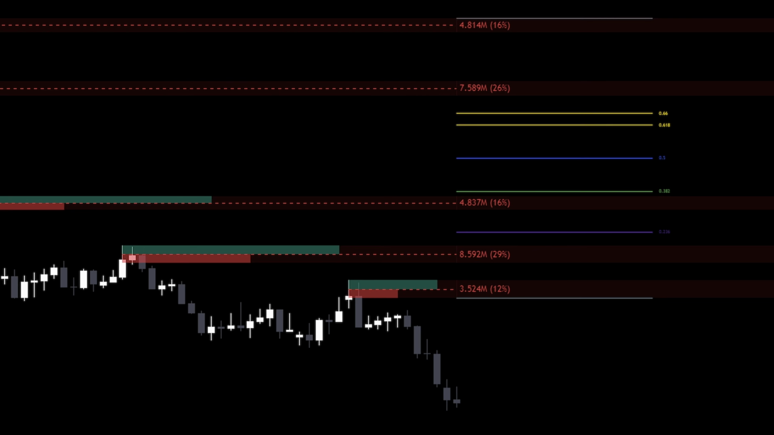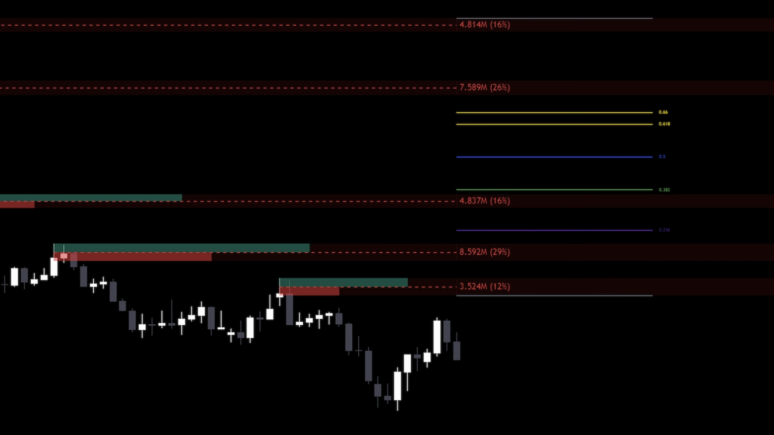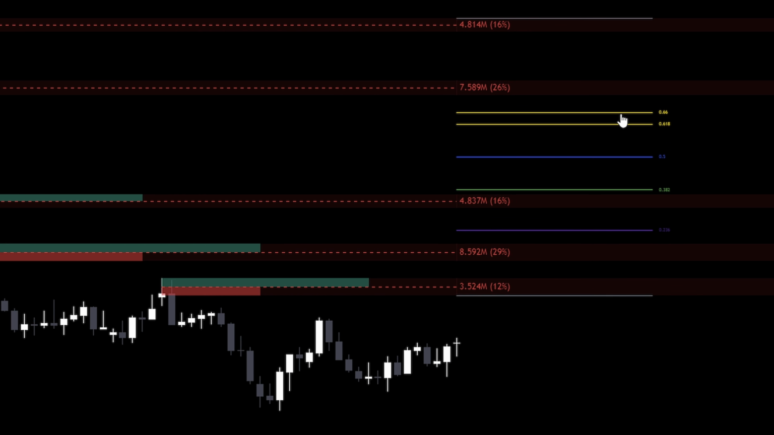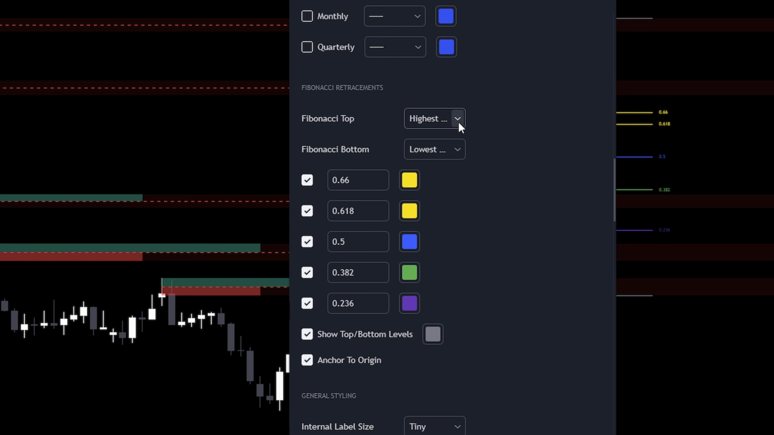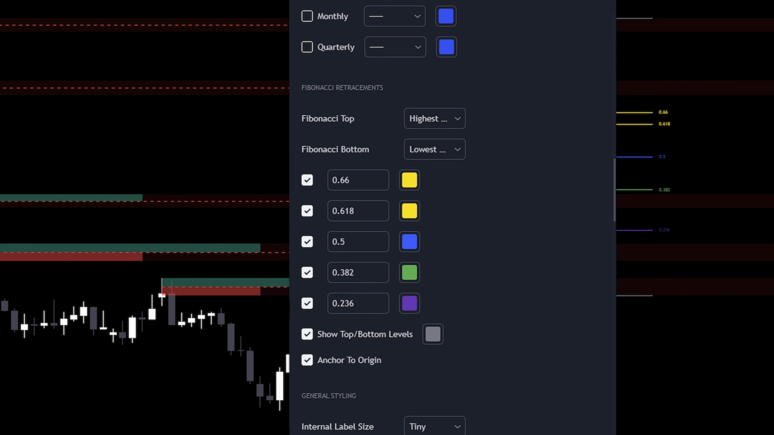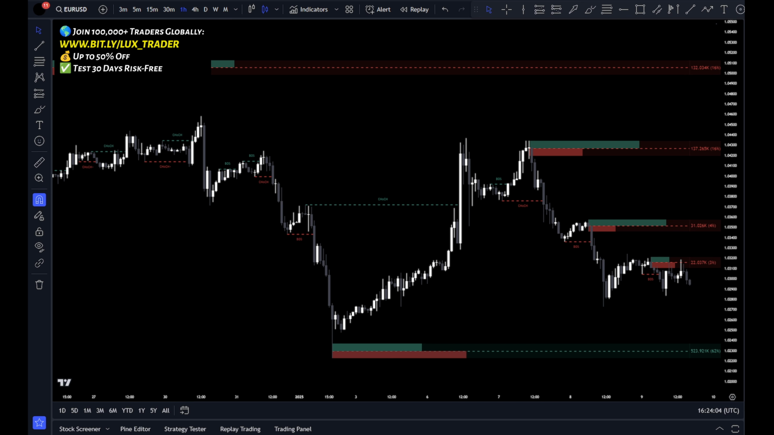Finally, the Fibonacci retracements tool allows traders to analyze key support and resistance levels, such as golden pockets. It uses customizable Fibonacci ratios drawn from swing points, imbalances, or even premium and discount zones. This feature helps traders identify optimal entry and exit points, making it a crucial addition to any price action strategy. All right. Now that we understand how this indicator works, it's time to adjust the settings and fine-tune its features to perfectly align with today's strategy.